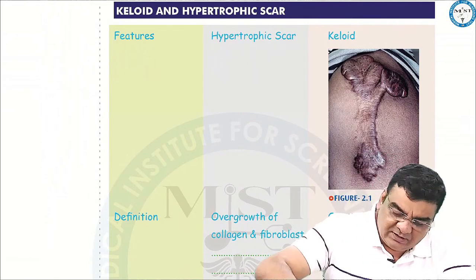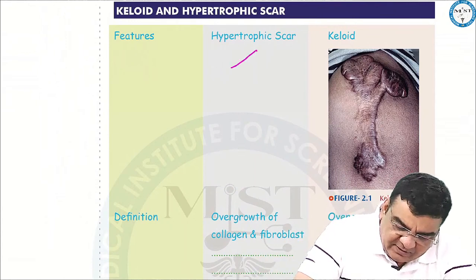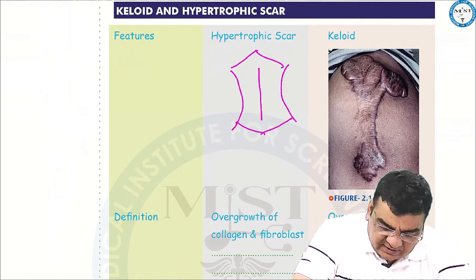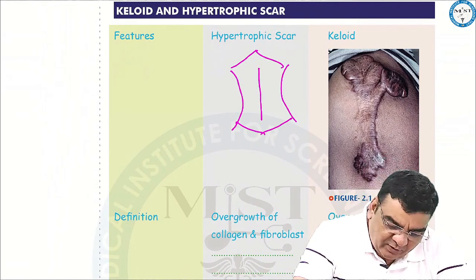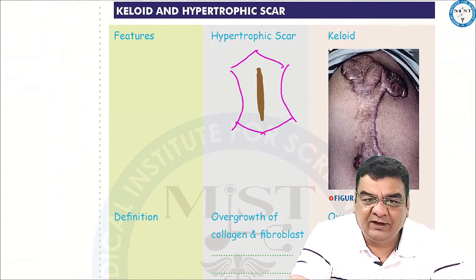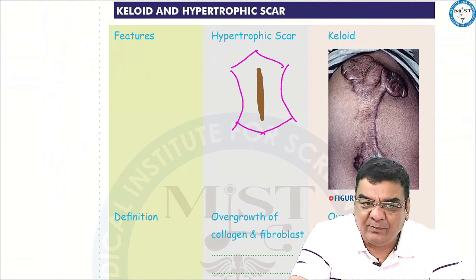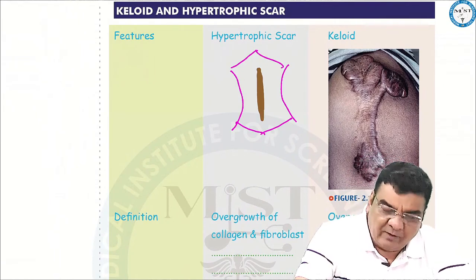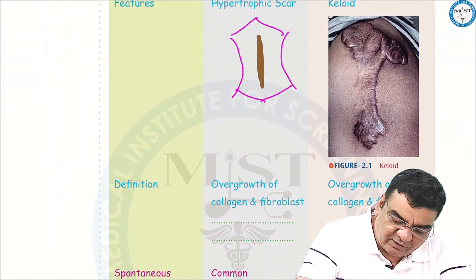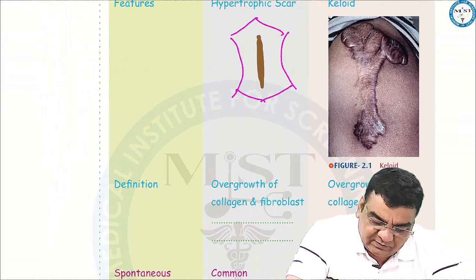Suppose I say that this is the surgical wound and now healing is taking place and there is overgrowth of collagen and fibroblast in this area. Now, if the scar remains confined within the limits of the original wound, we call it a hypertrophic scar. But if the scar extends beyond the limits of the original wound, for example, in this particular picture, if you see, this scar has extended beyond the limits of the original wound.